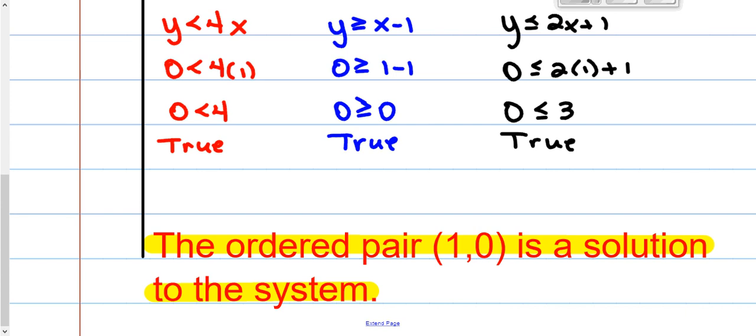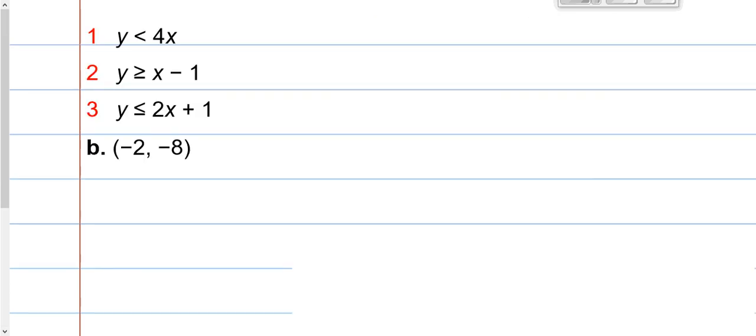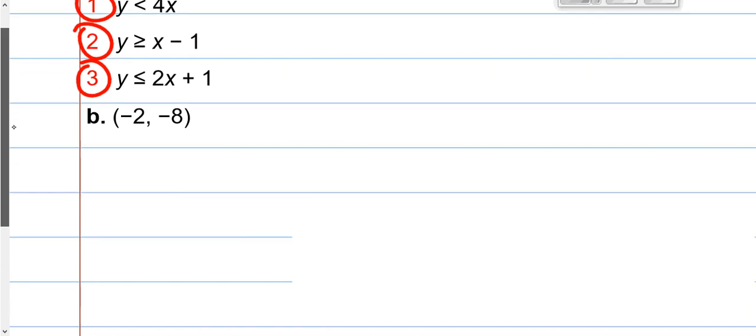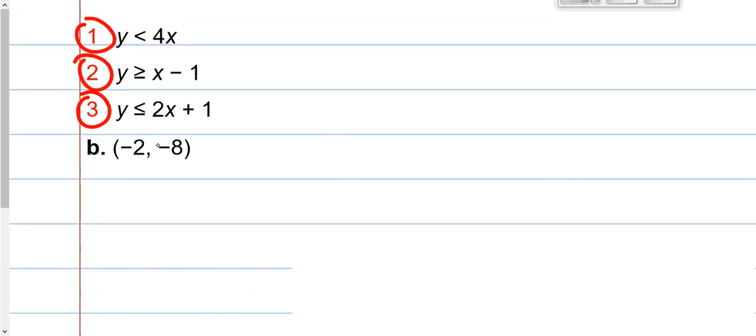Example 1A. All right, let's now look at example 1B. We have inequality 1, 2, and 3. We are going to do the same exact thing. Now we just have a new ordered pair. Negative 2 is x, negative 8 is y. So let's look at number 1. We have y is less than 4x.